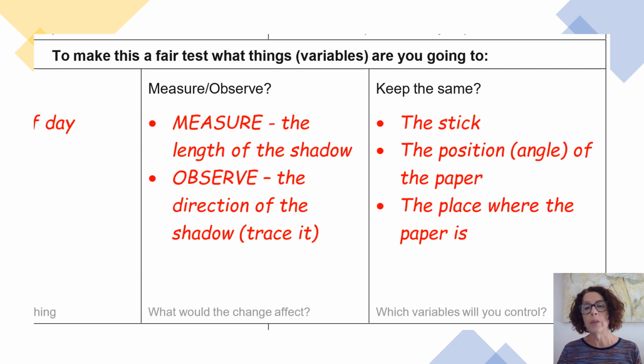We have to keep the position or the angle of the paper the same. So you might need to make sure that you anchor the paper on each side so that it stays still. And we're also going to keep the place where the paper is the same. So if it's in the middle of the back lawn, that's where it needs to stay the whole day.